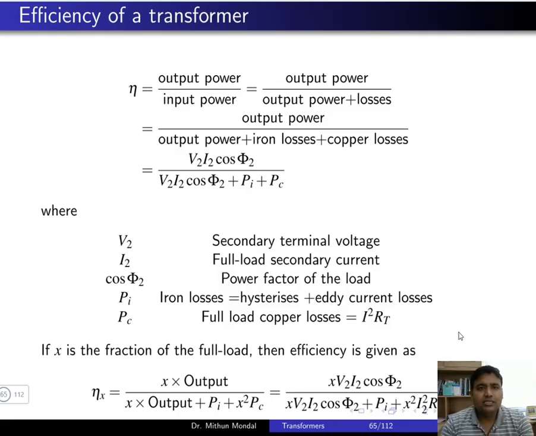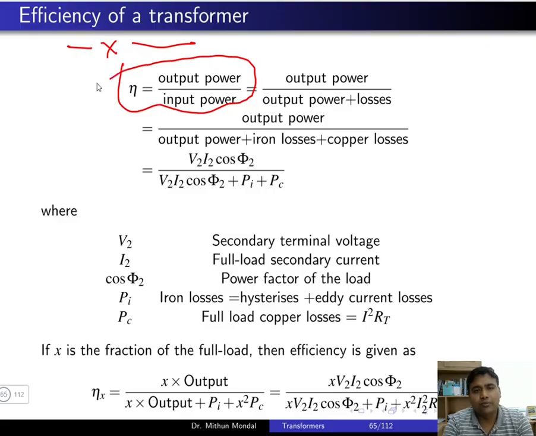Now let us discuss the efficiency of a transformer. We have seen the equivalent circuit of a transformer, which we draw to find the performance of the machine, and in the performance, voltage regulation and efficiency play a very important role. So the next topic after voltage regulation is the efficiency. Efficiency is basically the output power by input power. So what is the output power of the machine by the input power of the machine?